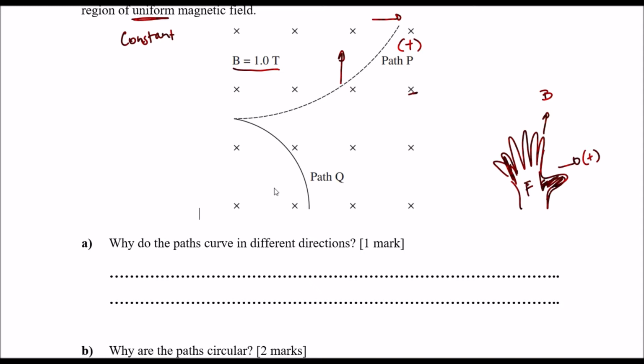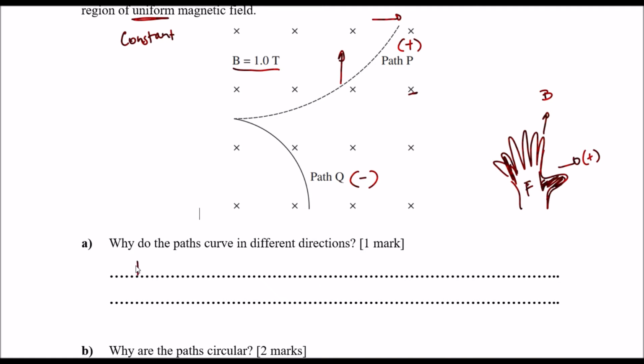Whereas path Q, if we have a look, our fingers are still pointing into the page. Our palm is pointing down the page. And what you should notice is if we're using our right hand, our right thumb is actually pointing to the left. There's no way you can actually have it point to the right using that same configuration. So path Q actually belongs to the motion of a negative charge. So that's the reason for their difference in curvature or curved path. It's because one is positive, one is negative.